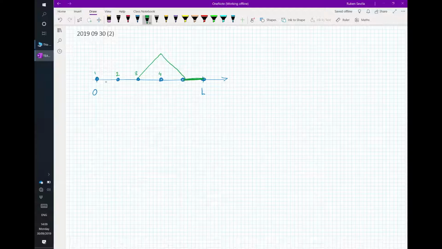Okay? It's 0 everywhere except in the 2 elements touching my node, number 4. And this is the shape function N4. Okay? We can associate to each node one of these shape functions. Why not? Right?